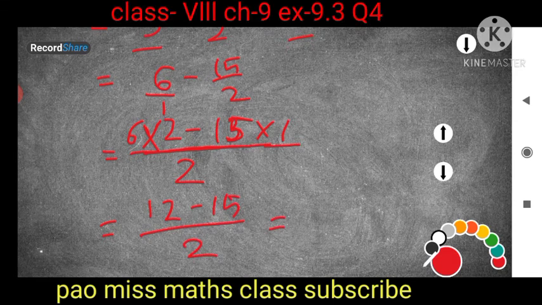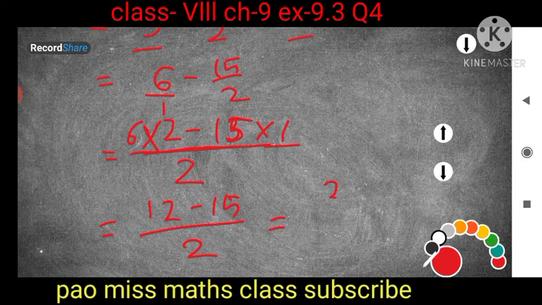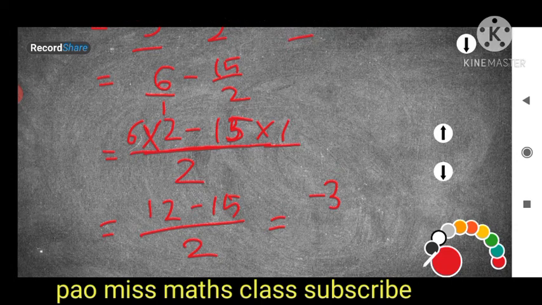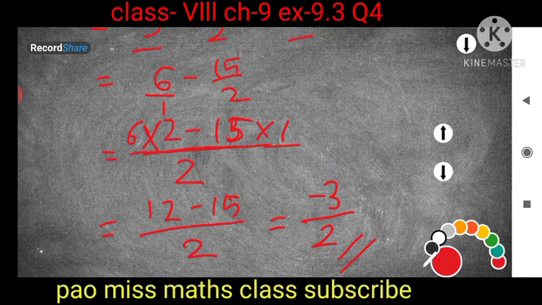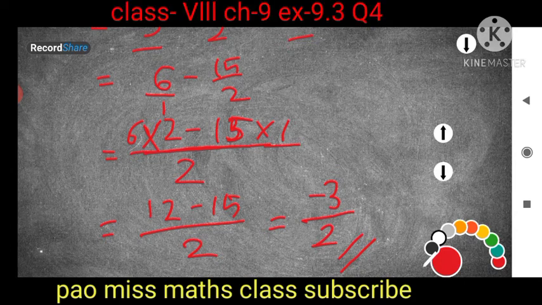Now we have to do positive and negative. 12 is positive and 15 is negative. So 15 minus 12 is equal to 3. Now which is greater? 15 is greater. So we have to put the sign of the greater number, so minus. So minus 3 upon 2 is the answer for this question. So what we got? We got minus 3 upon 2.